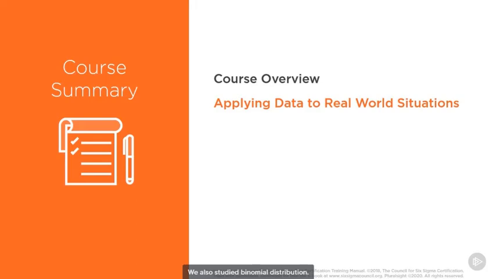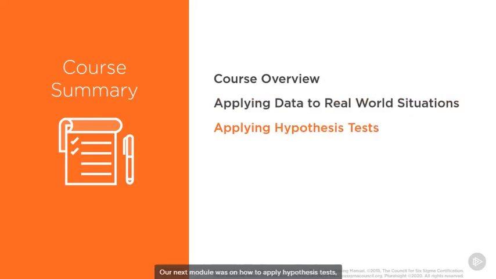We also studied binomial distribution, its formula and application. We did the same for the Poisson distribution equation, and we wrapped up our module with geometric distribution and negative binomial distribution. Our next module was on how to apply hypothesis tests, which is a central technique to Lean Six Sigma. On it, we started by reviewing hypothesis testing basics.